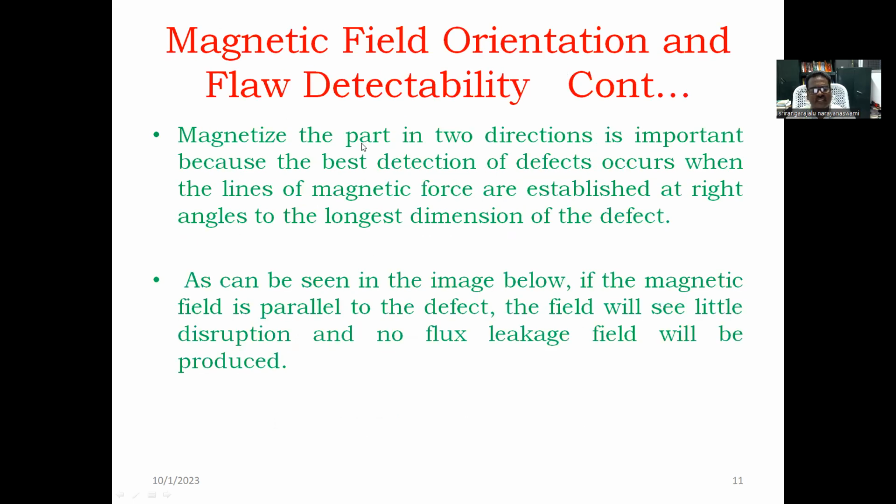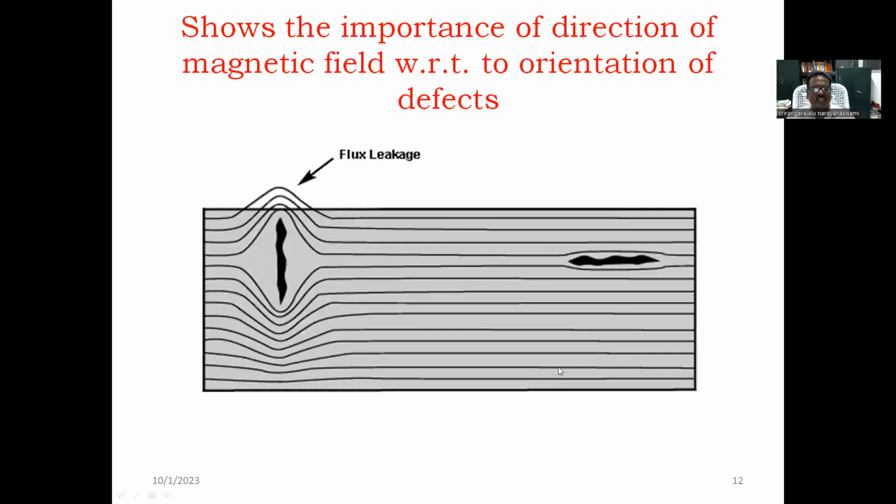So magnetizing the part in two directions is important because the best detection of defects occurs when the lines of magnetic force are established at right angles to the longest dimension of the defect. As can be seen in the image below, if the magnetic field is parallel to the defects, the field will see little disturbance and no flux leakage field will be produced. Here they will have a flux leakage, and based on that we are able to find the defects. These are some of the defects.